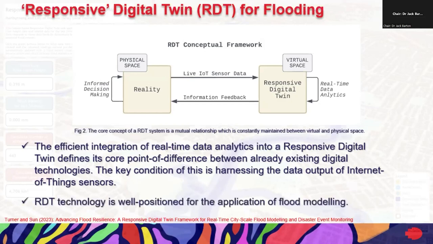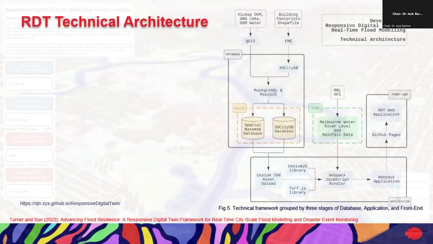This kind of responsive digital twin technology is well positioned for flood modeling applications. In the technical framework, we started by creating this 3D City DB database, using FME and a QGIS plugin. I have to add a small thing here: I'm teaching a course at RMIT called cloud-based open source GIS solution. I'm promoting spatial digital twins, so students learn how to create a geodatabase using PostGIS, and how to use middleware called GeoServer to communicate from the back-end database to the front-end web portal.